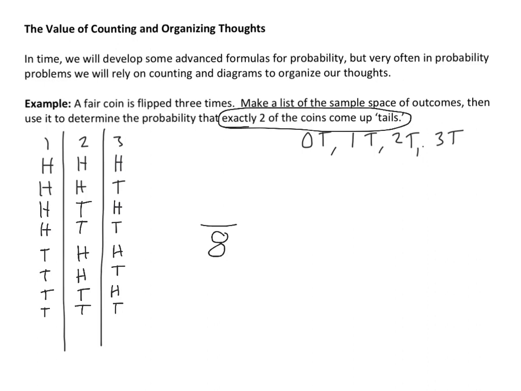And where are the ways that we ended up with 2 tails? Let's see here. There's one of them here. There's one of them here. And there's one of them here. So there are 3 total ways out of the 8 trials that we can wind up with exactly 2 tails. So hope you can see through this example that counting and organizing your work are going to be really important as we work through probability.